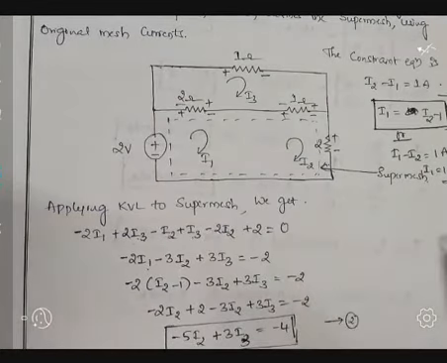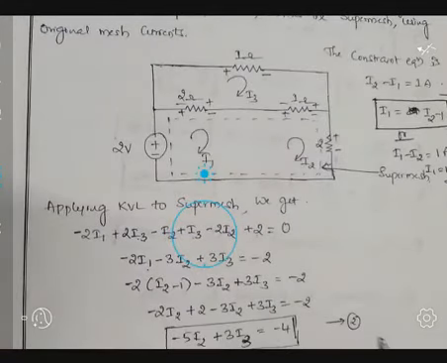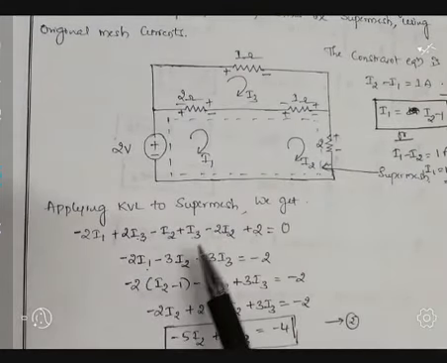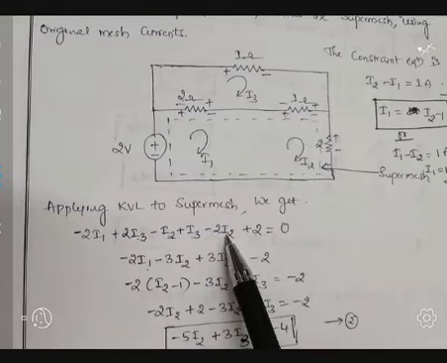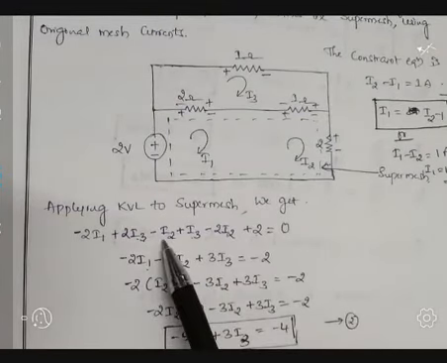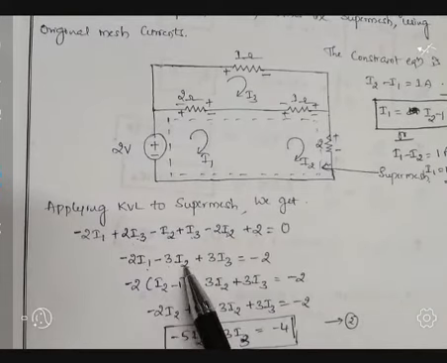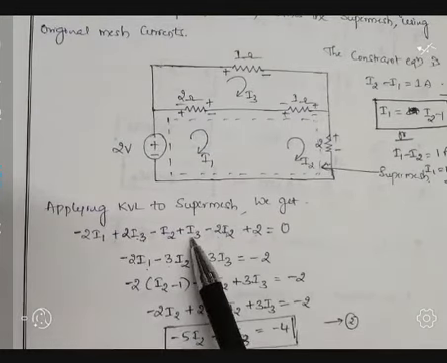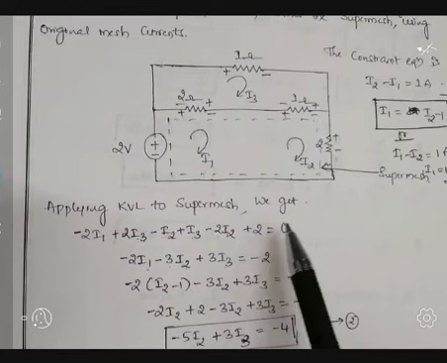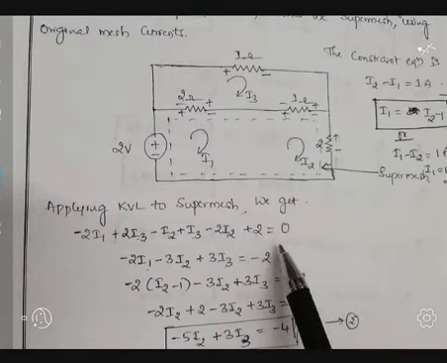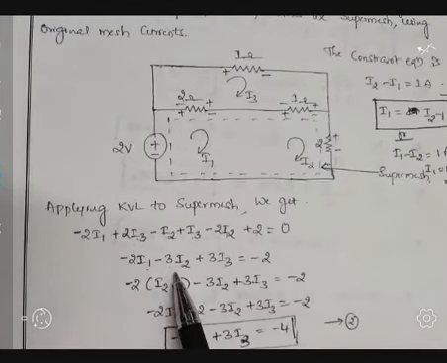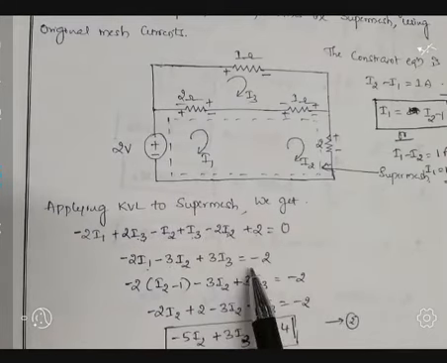So we applied the KVL to the super mesh and we got this equation. Further is simplification and substitution of current I1, hence minus 2 I1 as it is. Next, observe the coefficients of I2. Here minus 1 is there, here minus 2 is there, hence minus 3 I2. Next, observe the coefficients of I3. Plus 2 plus 1 is there, hence plus 3 I3. I will take this 2 towards the other side of the equal sign, hence it becomes minus 2. We got minus 2 I1 minus 3 I2 plus 3 I3 is equal to minus 2.